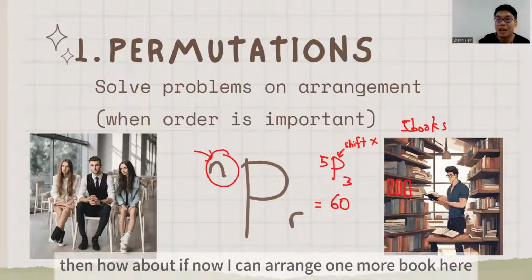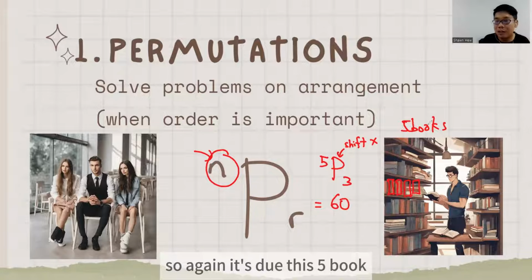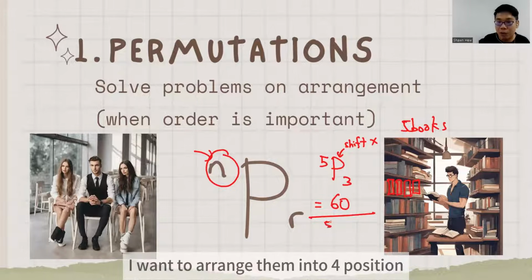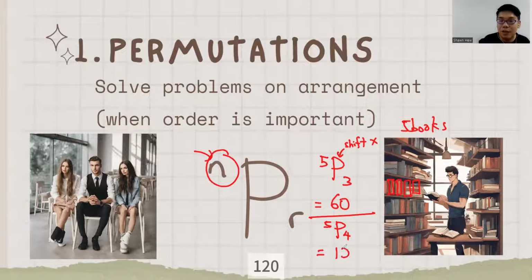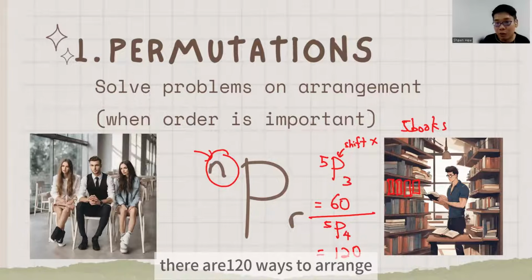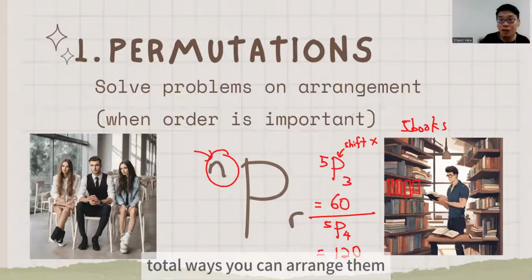Okay. Then how about if now I can arrange one more book here? So again, it's still these 5 books. I want to arrange them into 4 positions. Then you key in the calculator, you get 120. There are 120 ways you can arrange. So by using this, you can easily find the total number of ways you can arrange them.